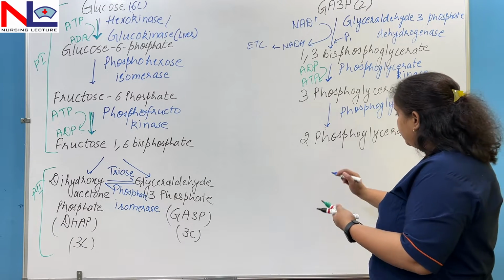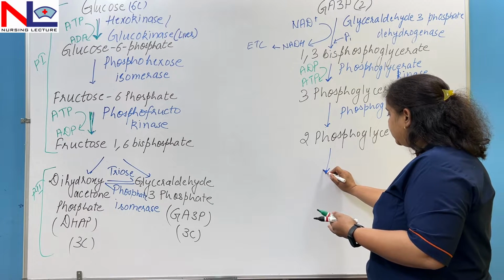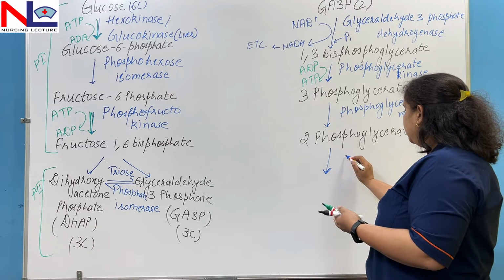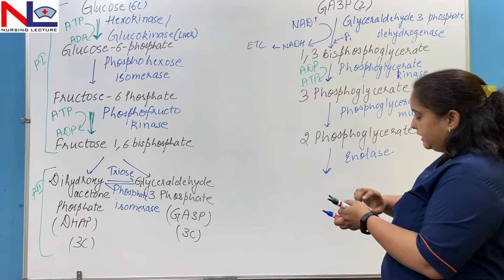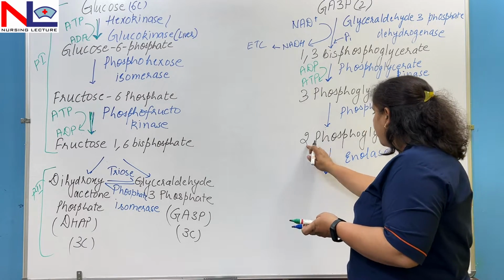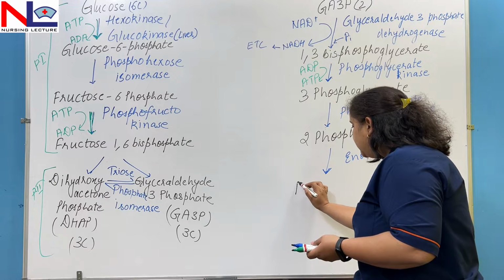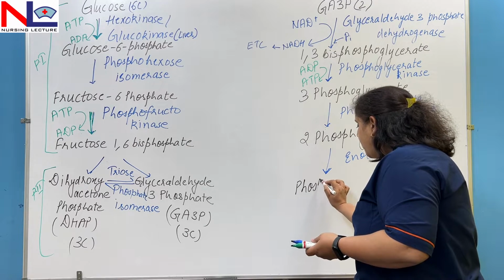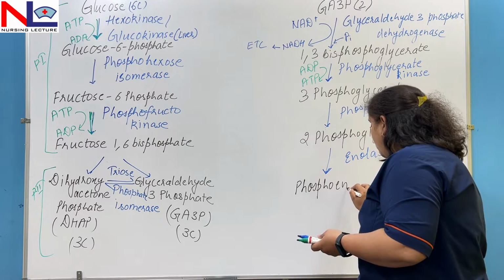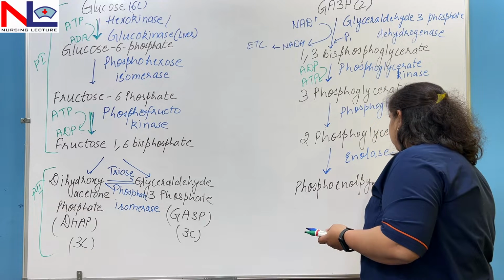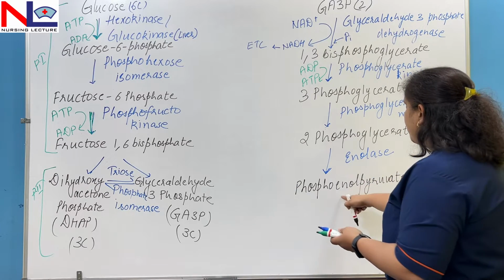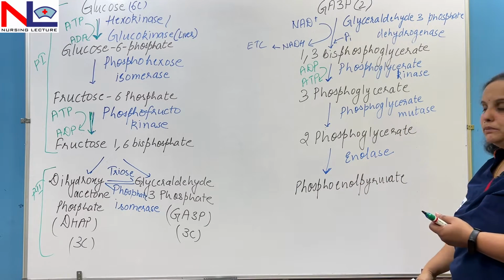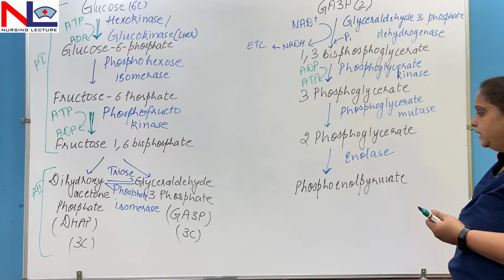After that, the enzyme that catalyzes this reaction is enolase, because now it is forming the enol. So from 2-phosphoglycerate, here it is forming phosphoenol pyruvate. So formation of enol is helped by the enzyme enolase.